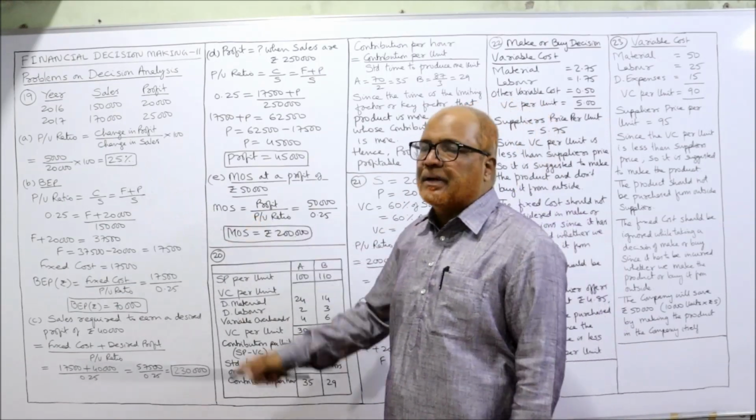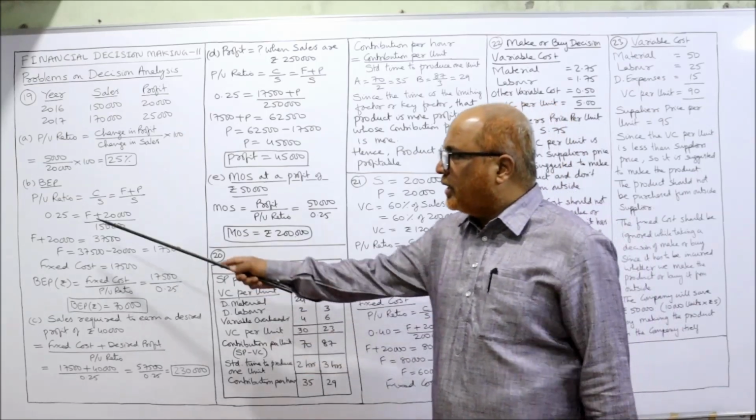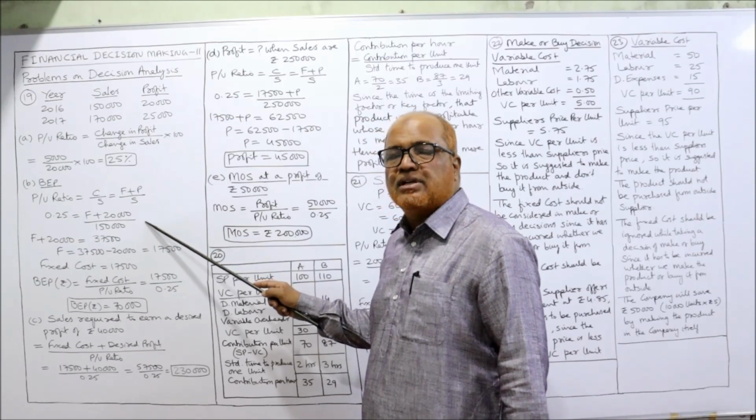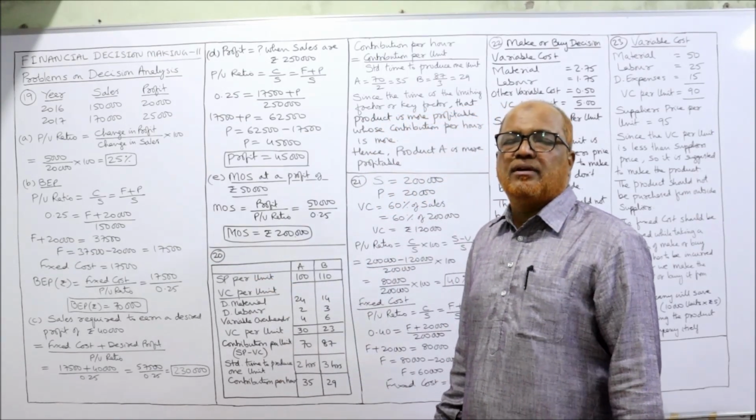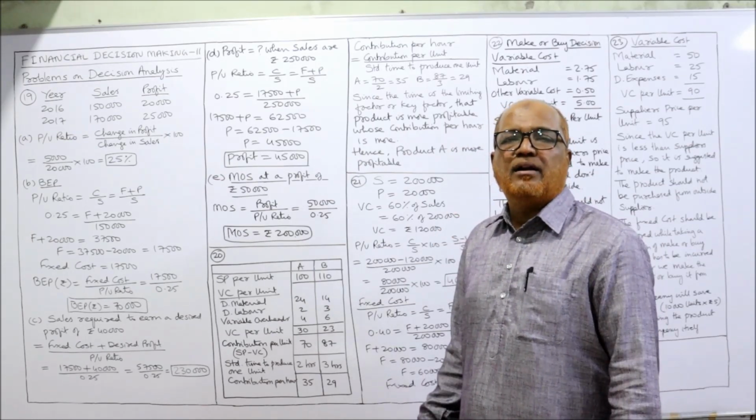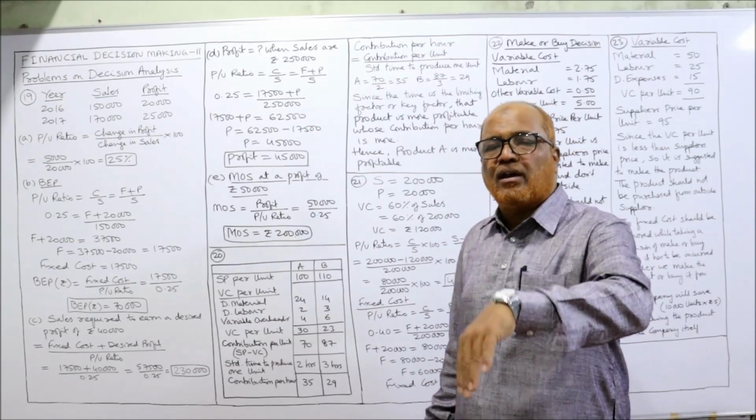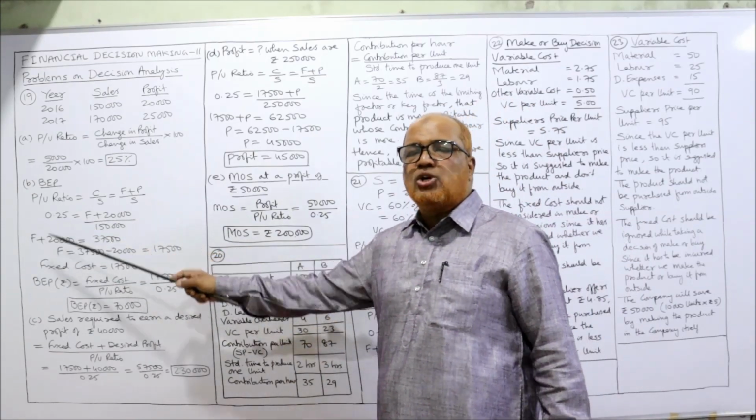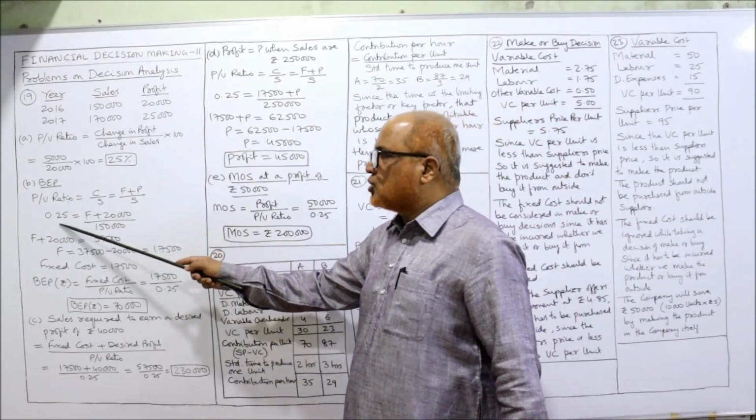PV ratio is 25%. It is in percentage. So if you take 25 here, then you should multiply by 100, percentage. But if you take a fraction instead of 25, 25% means 25 by 100, which means 0.25. So we can write 0.25 or we can write 25. If you write 25, multiply by 100. If you write 0.25, don't multiply by 100. So here PV ratio is 0.25.